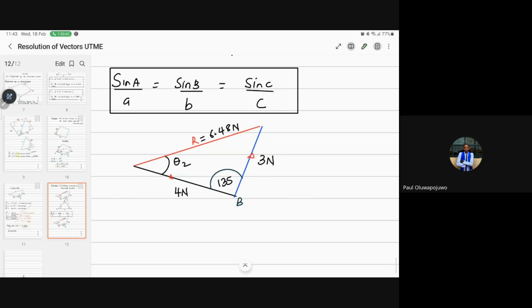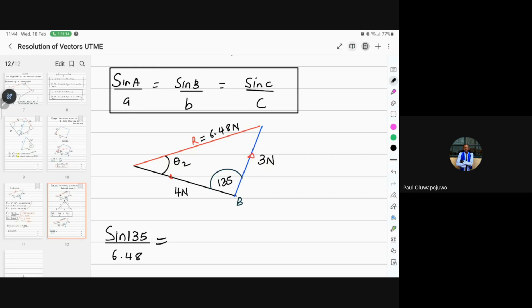Okay. So let's apply the sine rule now. I'm going to have sine 135. I know the value of sine 135. Don't worry, the kind of value they will give you is one you can actually apply your special angles on. I'm just giving you a background. Later I'll start solving questions on that. Sine 135 all over, 135 is facing here, so 6.48, is equal to, this angle is facing 3 Newton.